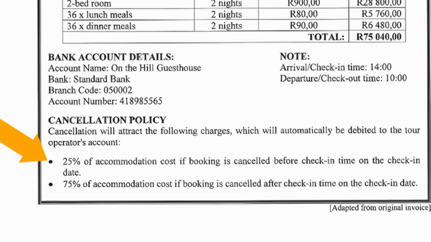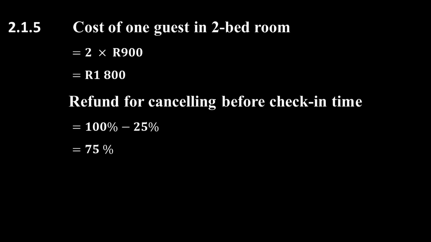For the guest that cancelled before the check-in time, according to the cancellation policy, there is a charge of 25% of the accommodation costs. This means that he or she will be refunded 75% of the cost of the accommodation. That is 100% of the cost of the accommodation minus 25% cancellation charge. So the refund for the guest will be 75 over 100 multiplied by 1,800, and this equals 1,350 Rand.